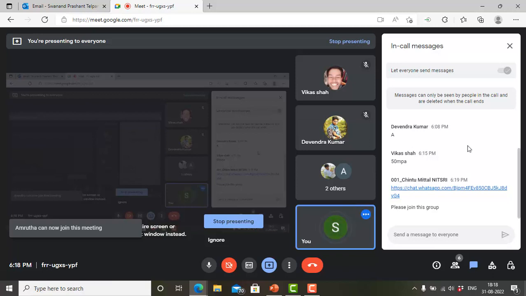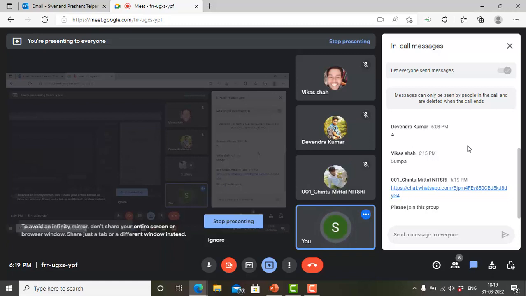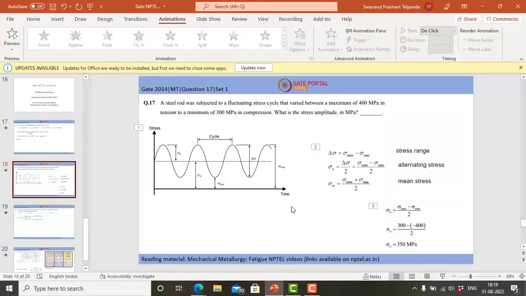Okay, any doubt? Sometimes they will ask regarding mean stress, sometimes regarding alternating stress. So you should know what you need to answer, and these are the basic formulas which I have shown in the slide, where you can calculate sigma mean and alternating stress. I will also tell you regarding R.